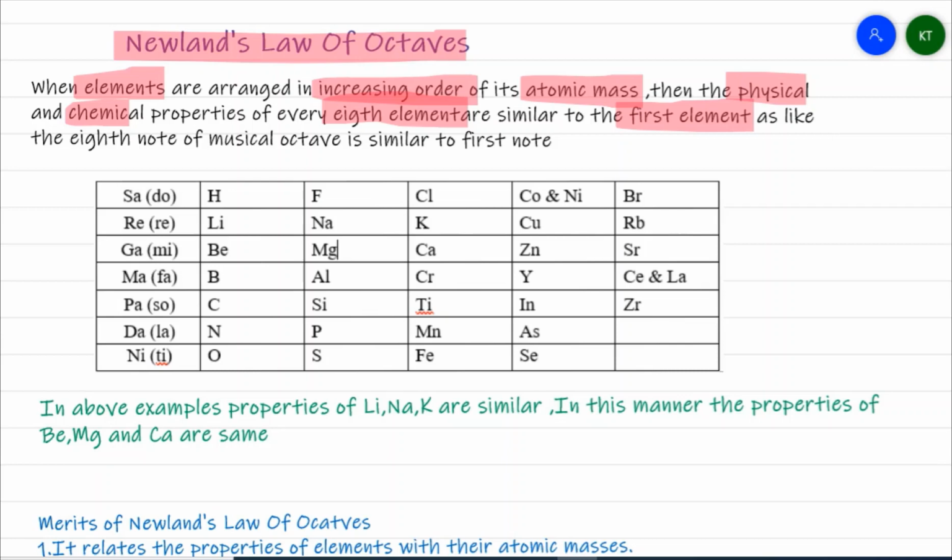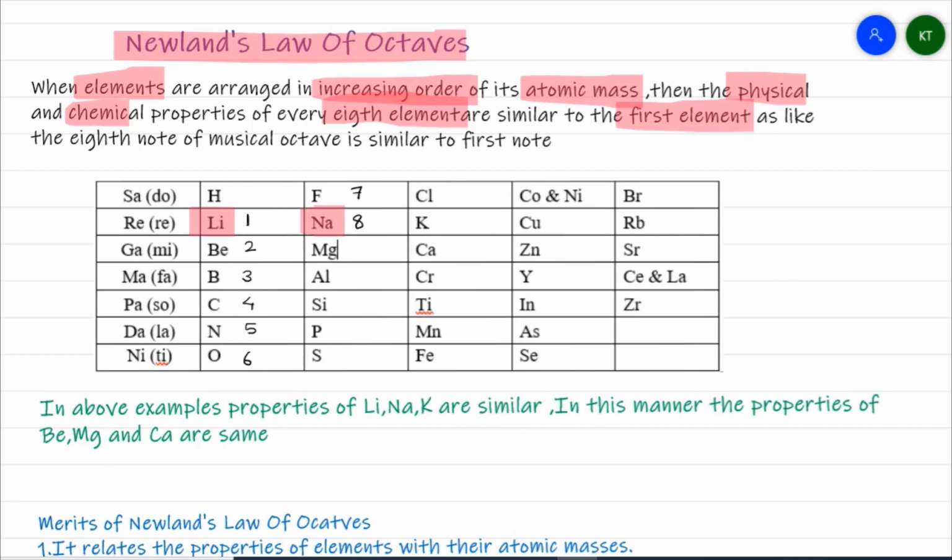So let me have the series of elements here. Let me consider lithium as the first element. Beryllium becomes second, boron becomes third, carbon becomes fourth, nitrogen becomes fifth, oxygen becomes sixth, fluorine becomes seventh, and sodium becomes eighth. So the properties of lithium and sodium are similar.